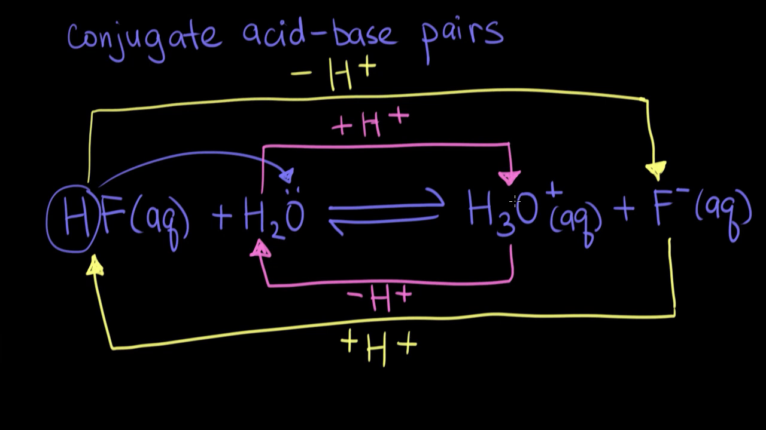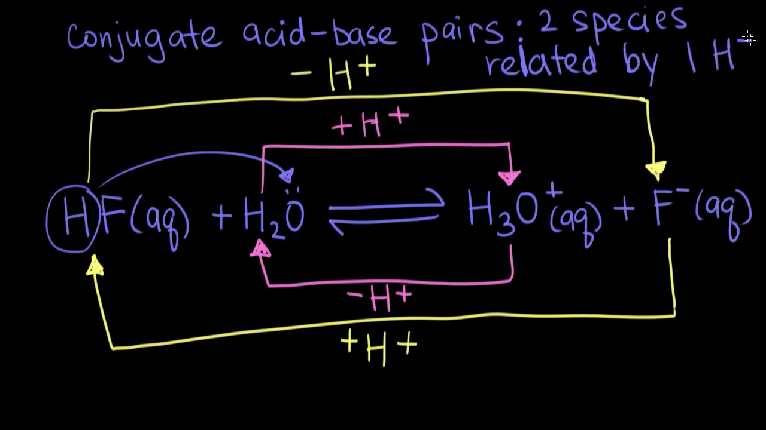So the official definition, or my official definition, of a conjugate acid-base pair is two species that are related to each other by one H plus. In this case, we have HF and F minus that are related to each other by that one H plus. And so HF and F minus are a conjugate acid-base pair. We also have water and hydronium, which are also related by that one H plus. So water and H3O plus are also a conjugate acid-base pair.